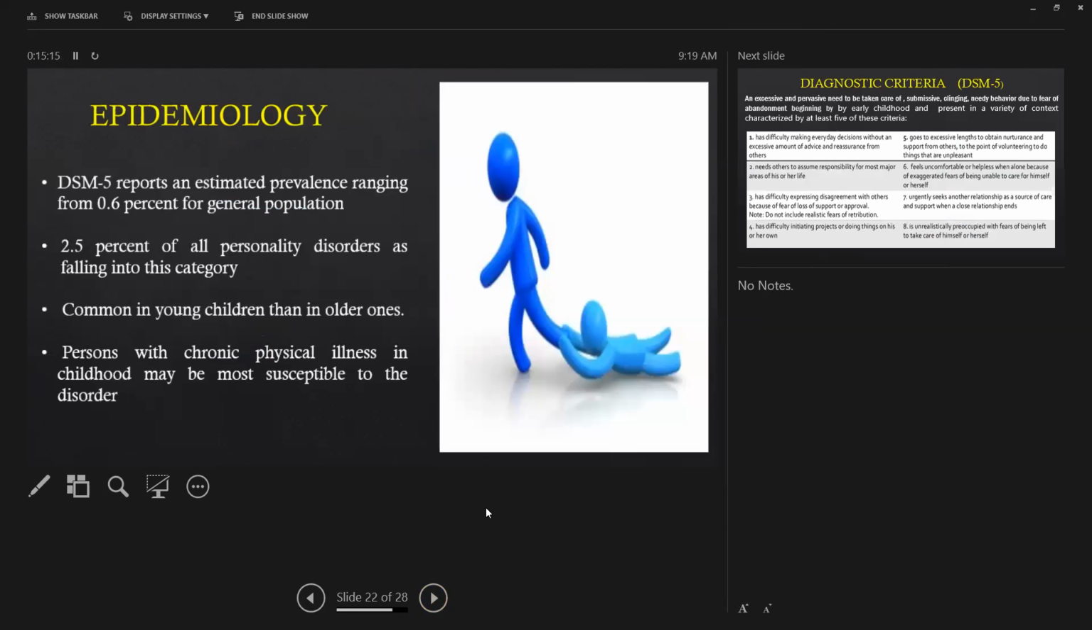Coming towards the epidemiology, DSM-5 reports an estimated prevalence of 0.6% in the general population. 2.5% of all personality disorders fall into this category. It is more commonly seen in young children than in older ones. A person with chronic physical illness in childhood may be more susceptible to this disorder.